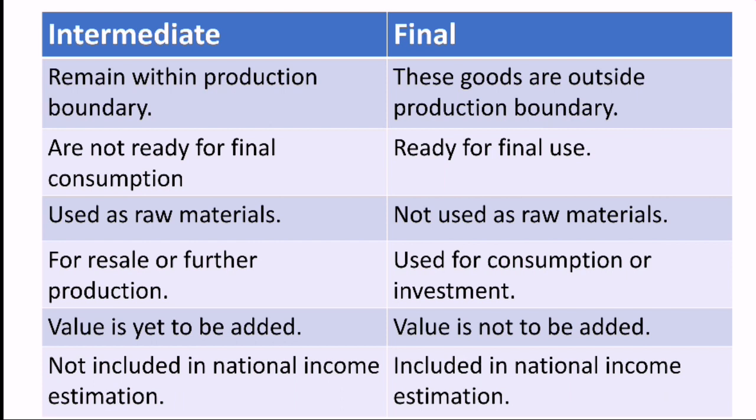Intermediate goods are used as raw materials, but final goods are not used as raw materials. And intermediate goods are either for resale or further production, but final goods are ready for consumption or they are used for investment. Intermediate goods may be resold by the firm for profit during the accounting year, but final goods are not resold. And in intermediate goods, value is yet to be added, but in final goods, value is not to be added. Expenditure on intermediate goods is always called intermediate consumption or intermediate cost, and the expenditure on final goods is called final expenditure.